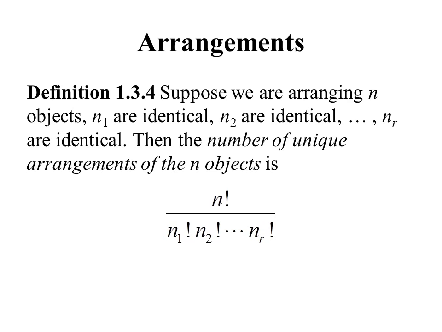Now our last type of counting problem isn't one where we're necessarily choosing objects from a larger group. All we're doing is rearranging different objects. So suppose we are arranging n objects where n1 of them are identical, n2 of them are identical, and so forth. Then the number of unique arrangements of the n objects is given by this formula: n factorial divided by n1 factorial times n2 factorial up to nr factorial.